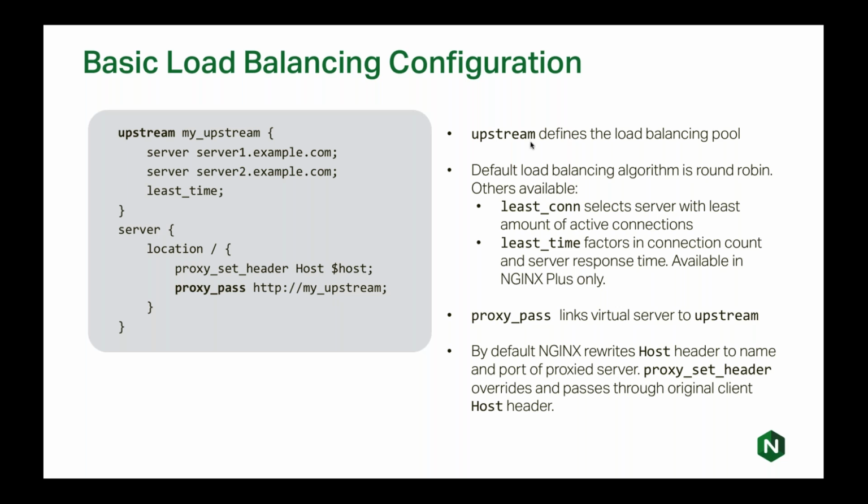Moving down a little bit in the configuration syntax, we see the proxy_pass directive. The proxy_pass directive is what links the virtual server to the pool. So in this case, we have proxy_pass http://my_upstream. What is going to happen here is that any requests that go into this virtual server will then be load balanced to all the servers in the my_upstream group or load balancing pool. So that is how we link the virtual server to the pool.